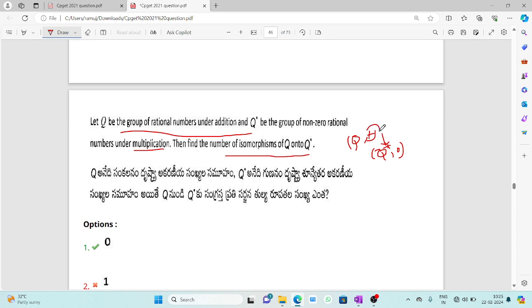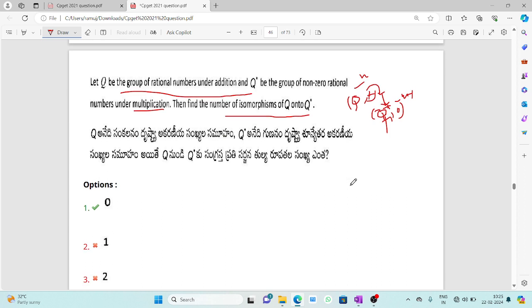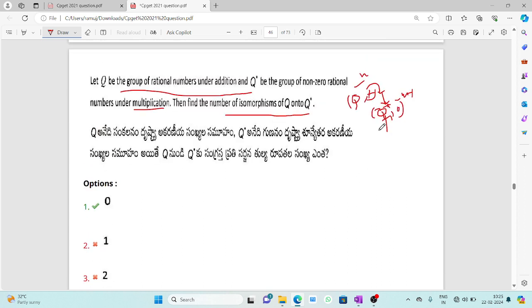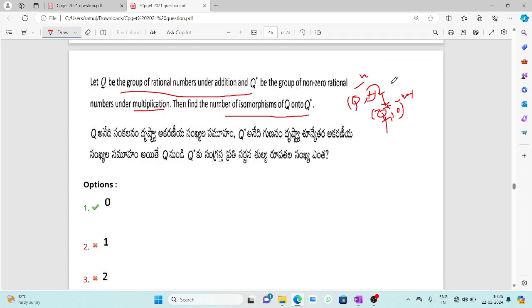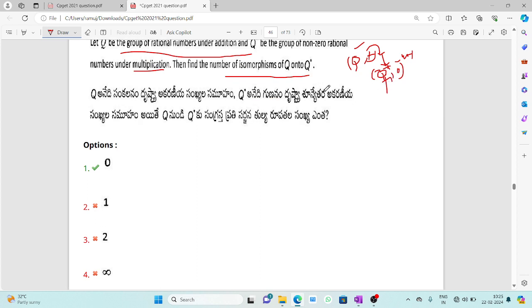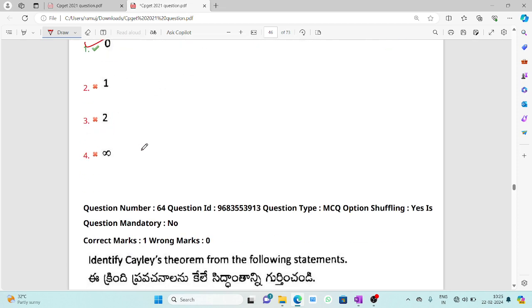We can clearly see that a bijection is not possible here, because the function is not onto. We are removing zero from Q star, so it does not produce the whole set. So it is not one-to-one and onto, and there is no onto isomorphism here. So the number of isomorphisms from Q onto Q star is 0. So 0 is the correct option for that question.